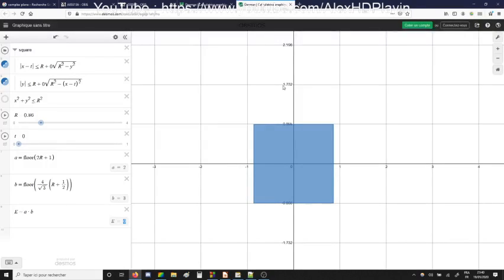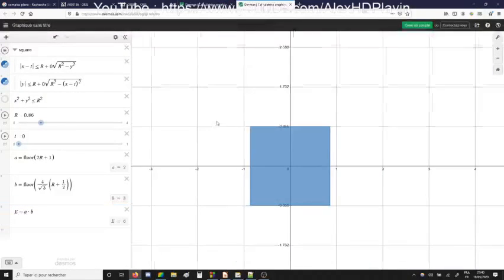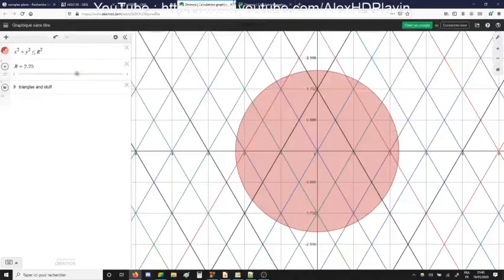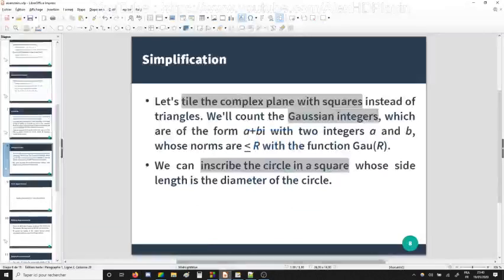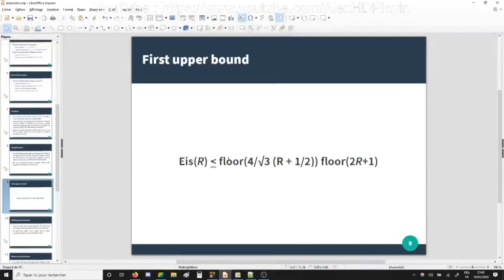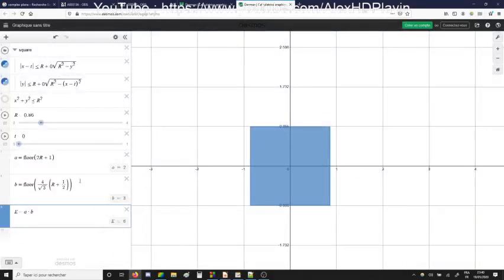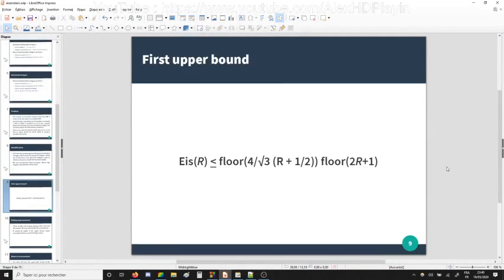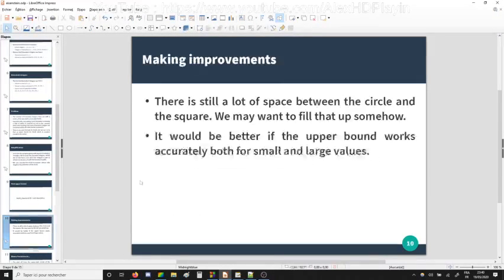And because we took account of all the tilts and stuff, this will do the job as an upper bound for this, for EIS of R. Next, the diapositive, we just have that, which is, as I said, just this product here. So we naturally have an upper bound like that, but there's still room for improvement.